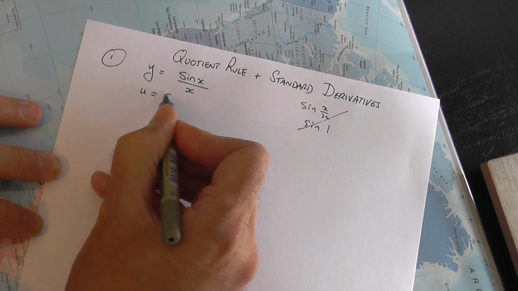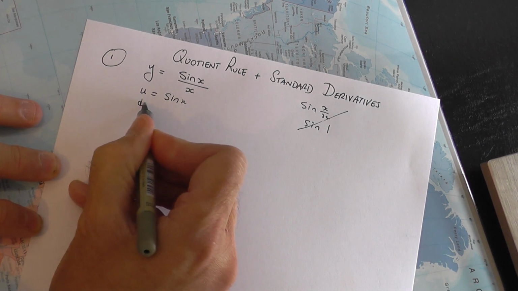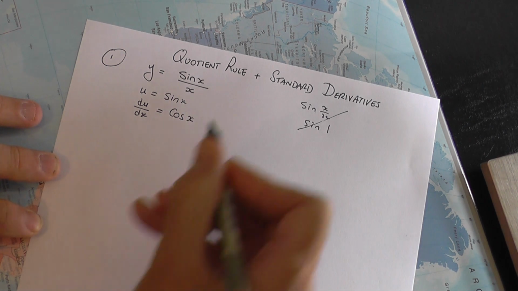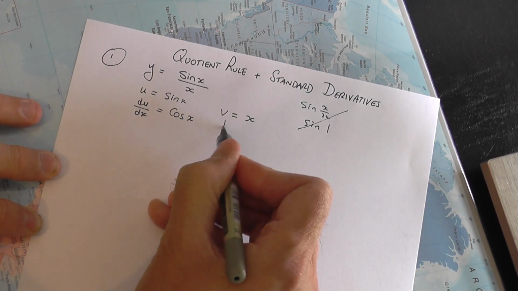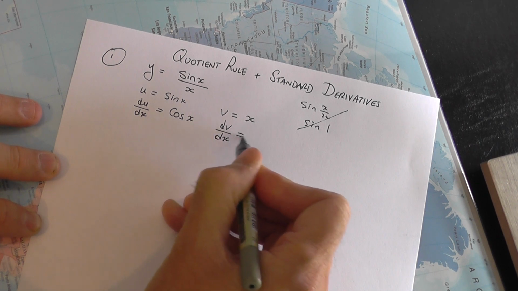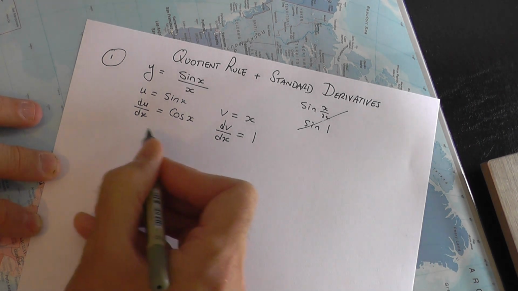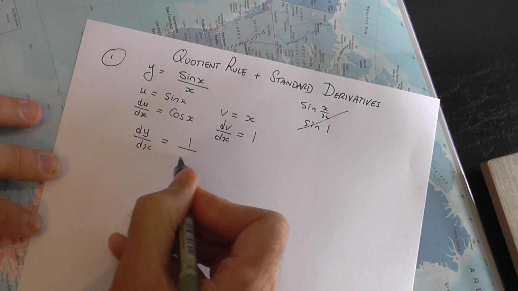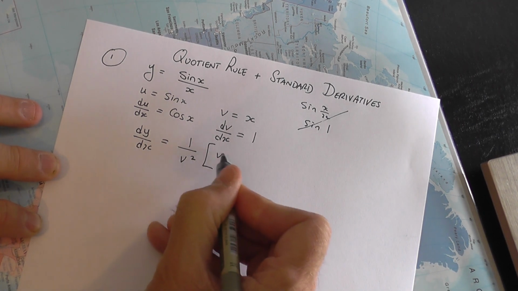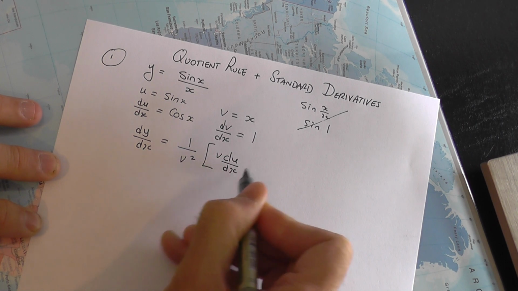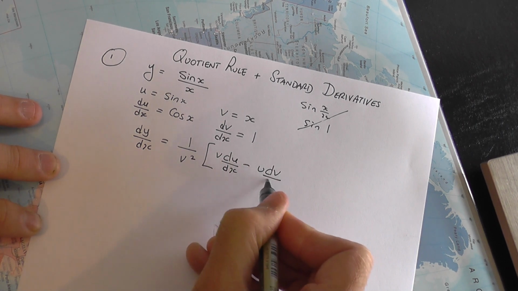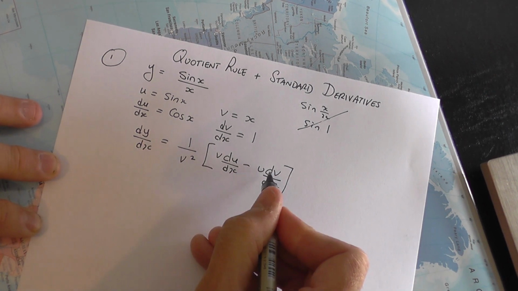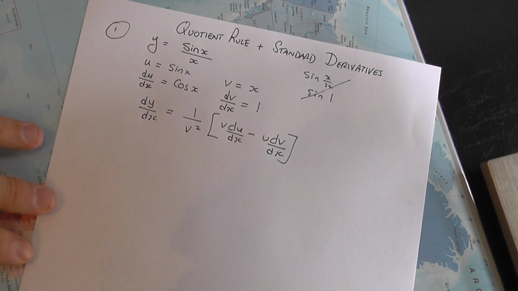So u will be sine x, du by dx, standard result, you learn it off by heart, cos x. v is just x, so dv by dx is 1. Now we do the quotient rule. So dy by dx will be, you learn this off by heart, 1 over v squared, v du by dx minus u dv by dx. Make sure you practice writing this out every time you do a question because it'll stick in your head.